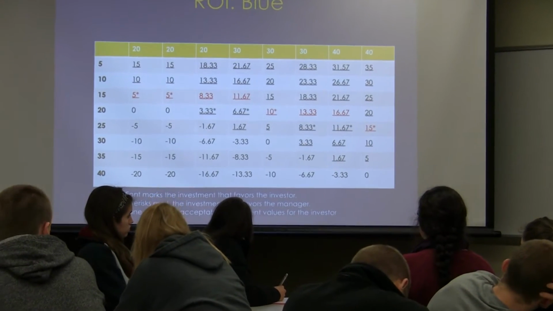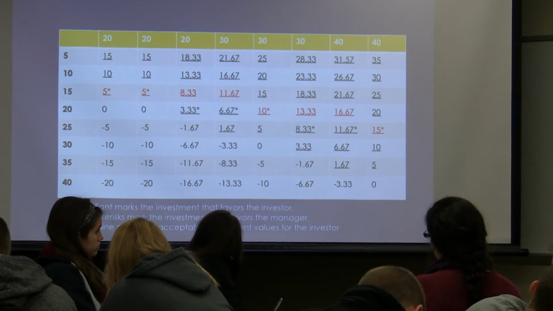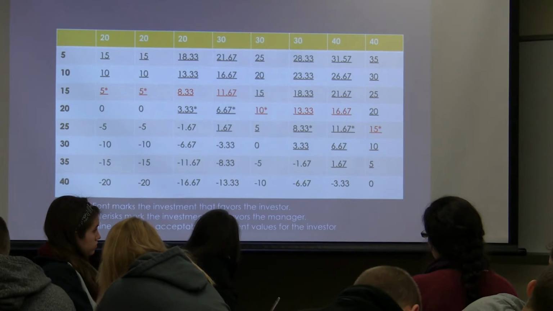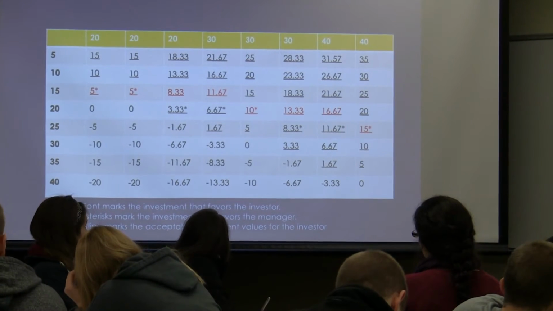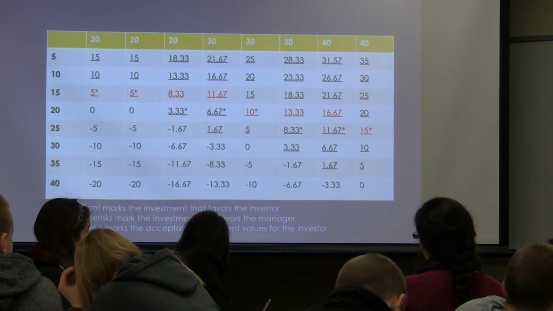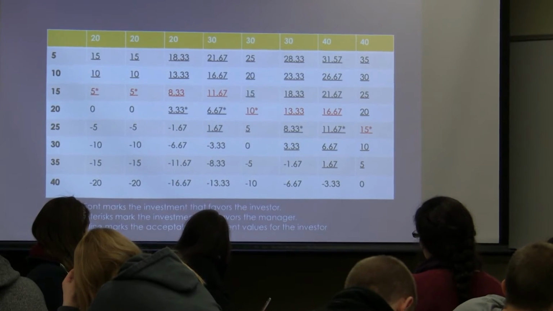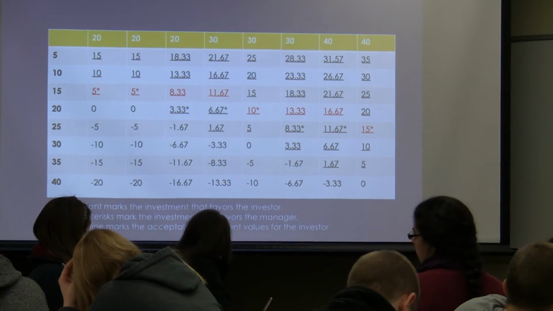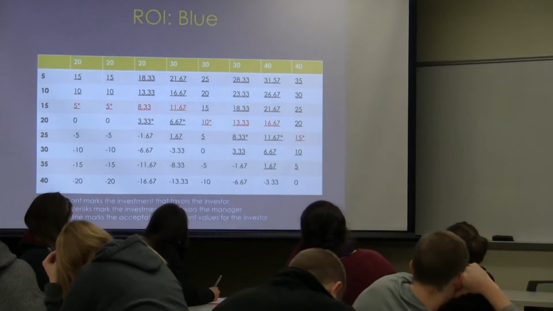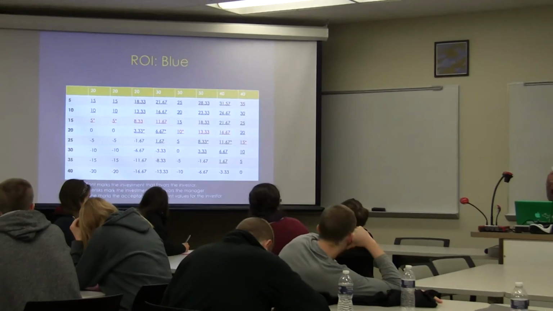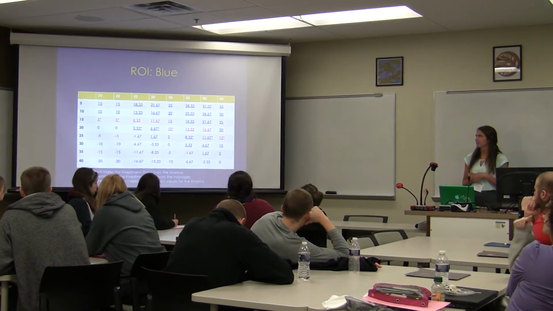And so to show what would be a good equilibrium perspective or price, we mark that, and the red font marks the investment that favors the investor, and the asterisk marks the investment that the manager would like. The reason why they're a little different sometimes is because of rounding reasons, because an investment would favor the manager if we round up to an increment of 5, and it would favor the investor if we round it down to an increment of 5.